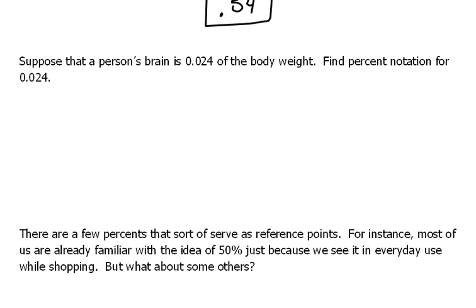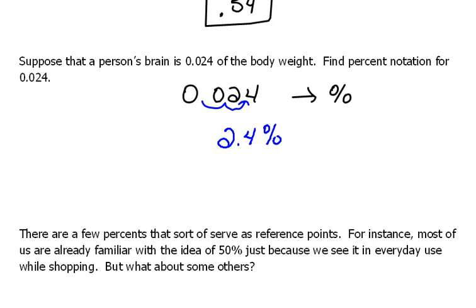This one says, suppose that a person's brain is 0.024 of the body weight. Find percent notation for 0.024. So 0.024, we want to change that over to a percent. So we want to move towards adding a percent sign. In order to do that, we have to move 2 places to the right. So that would give us 2.4% that would be equivalent to that decimal.